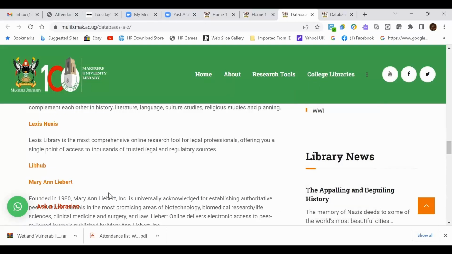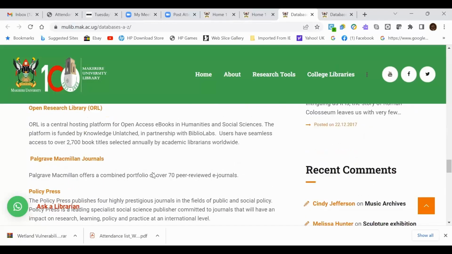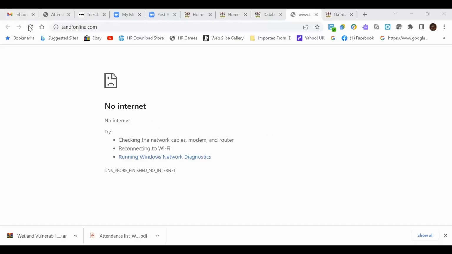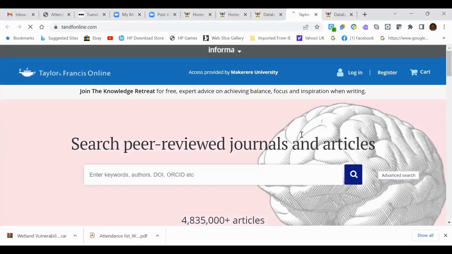So I want somebody to give me an idea of possible literature they would want us to search for. Maybe give me a topic you're working on. Sustainable construction. Anything specific, or that is all? So sustainable construction. Let's look at Taylor and Francis, see what we can get. Let's see if we can get back. Good. As you can see at the top there, access provided by Makerere University.